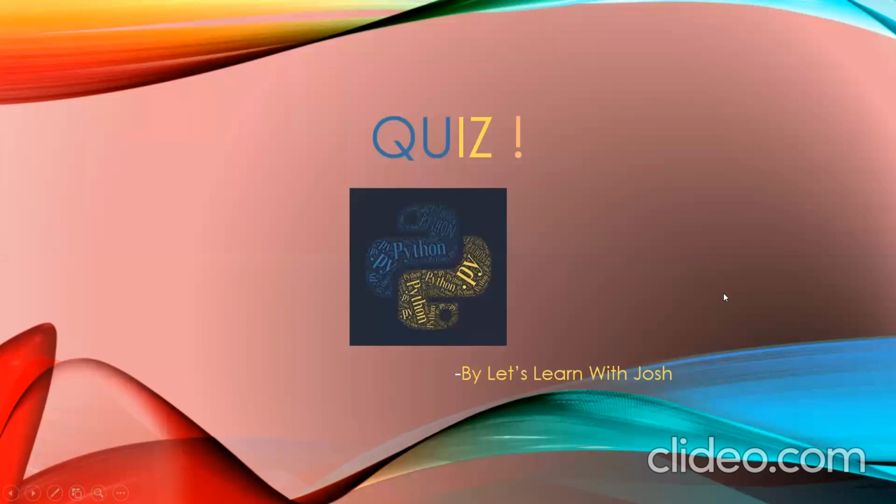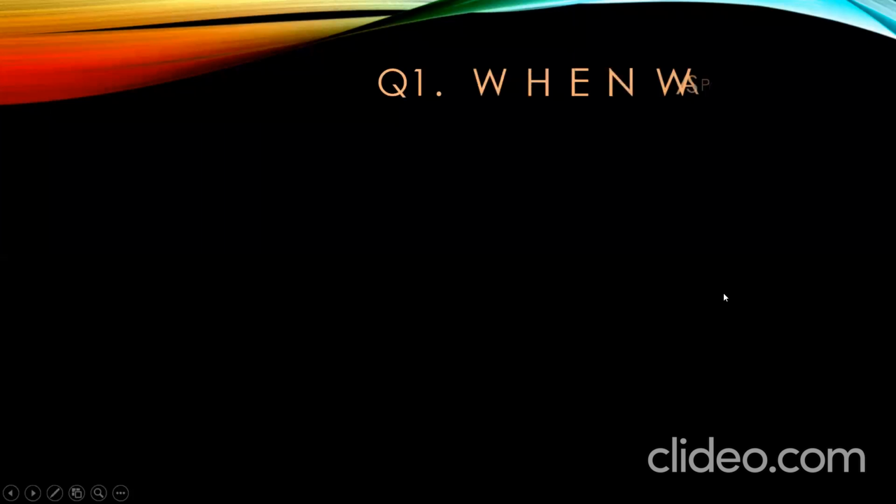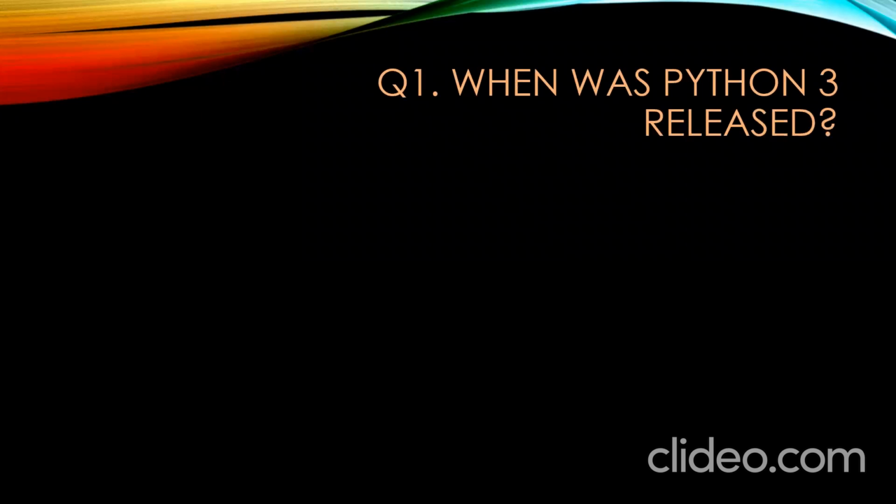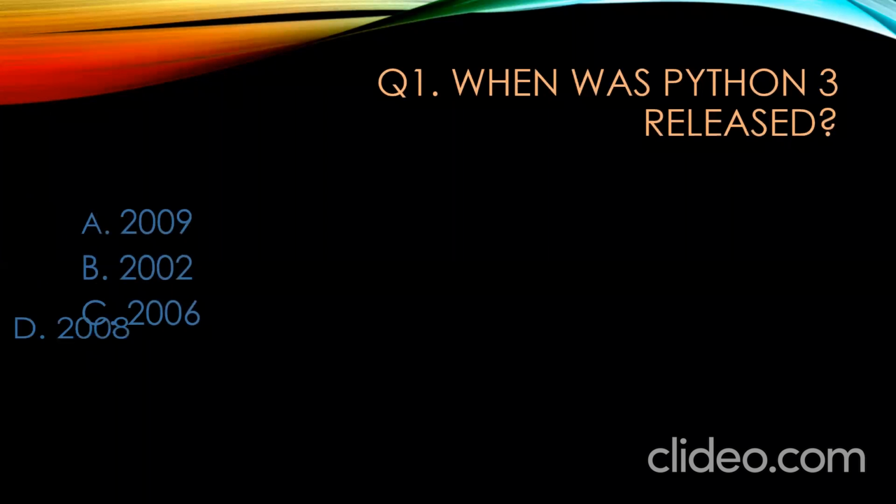Let's go. So question number one. When was Python 3 released? Option A, 2009. Option B, 2002. Option C, 2006. And option D, 2008. Think. I'll give you 5 seconds. One, two, three, four, five. And the correct answer is option number D, 2008.